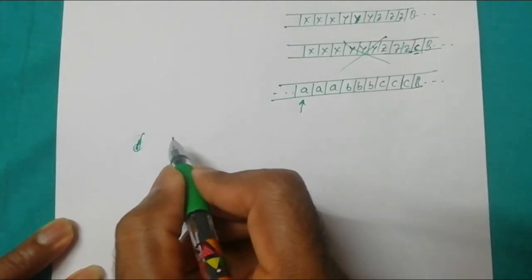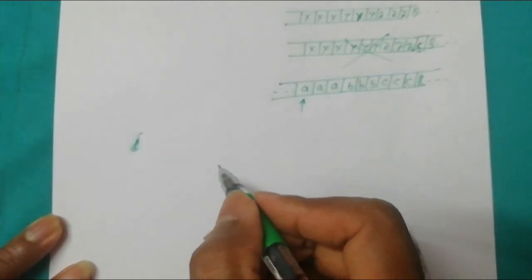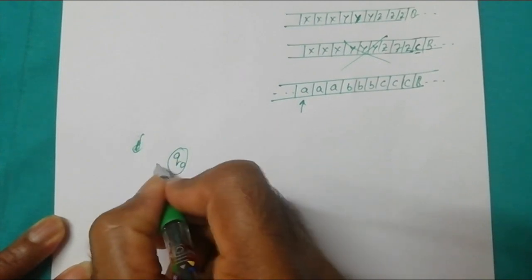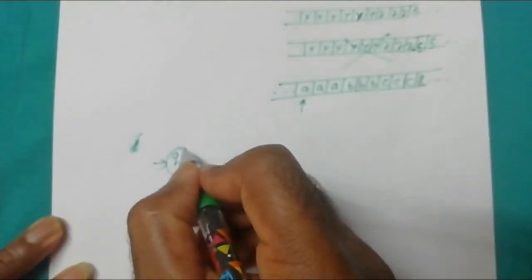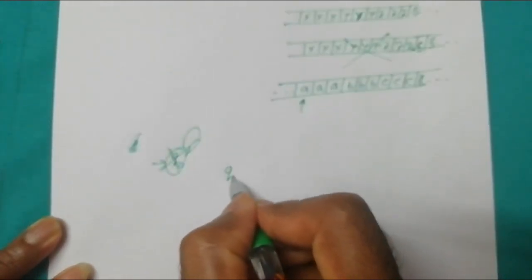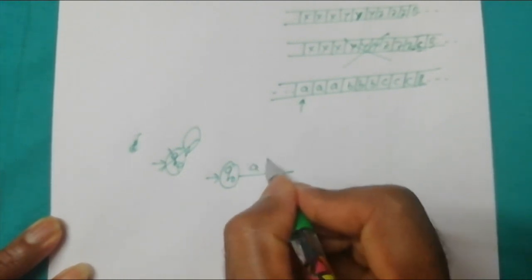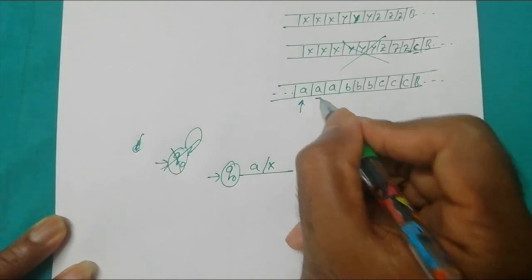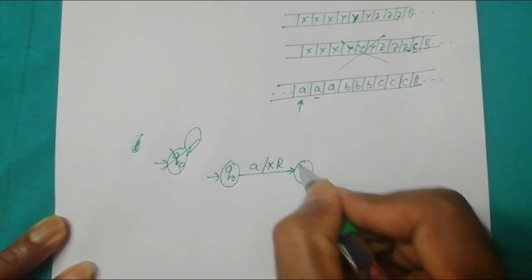In this simplification we go with the transition diagram, or graphical representation. That is, q0 is the initial state. When q0 comes across the input symbol a, convert that a into x, move one cell to the right, and switch to the next state q1.